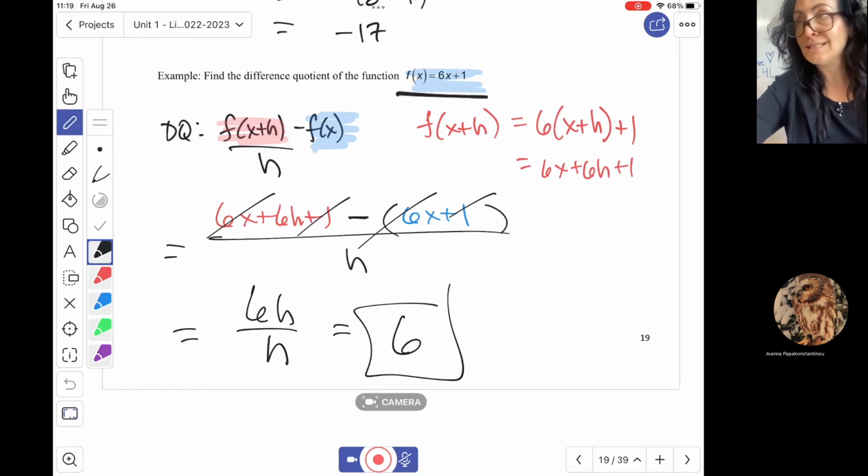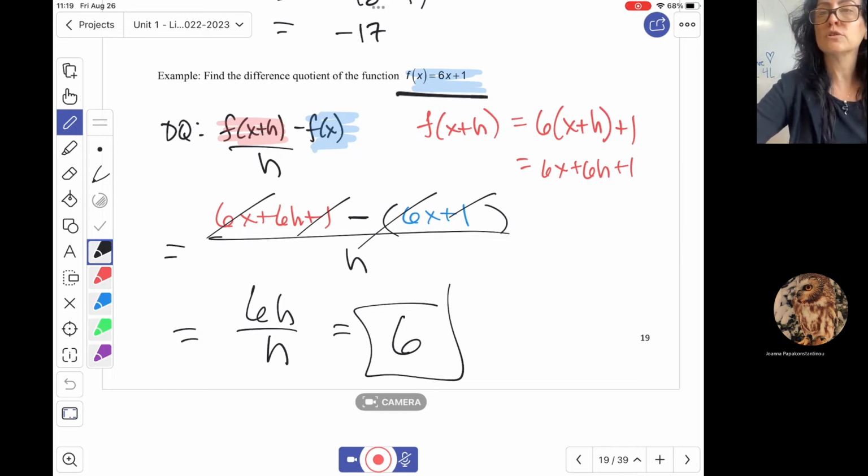We will go over those in detail on Monday in class. So we will review the difference quotient. But in the meantime, I'm going to get your quizzes so you can see those.